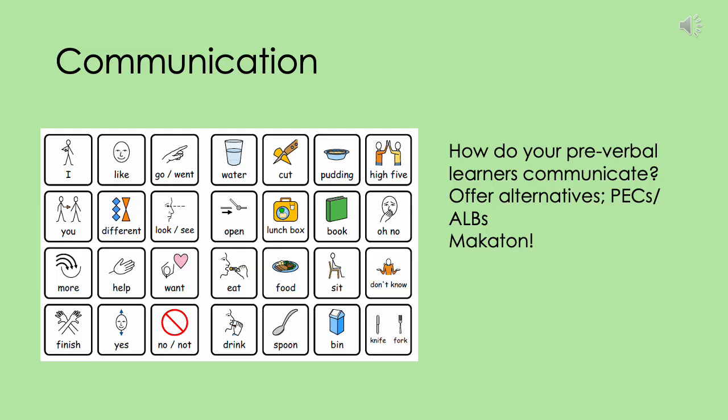Something like a choosing board, so that child can learn to know the photos or the symbols of the things that they like or that they want and need, and that they can begin to request that. It might be something like an ALB, which is what this picture is. It's an aided language board. I know some schools or some services call them communication boards.